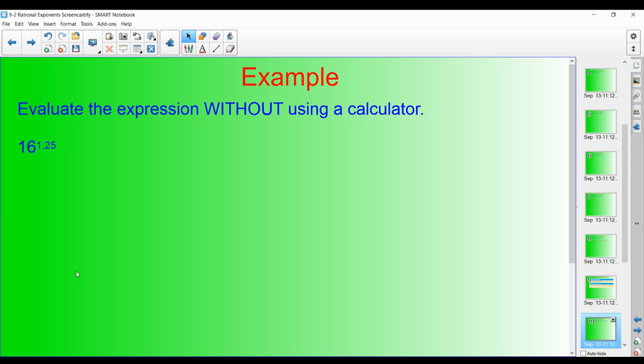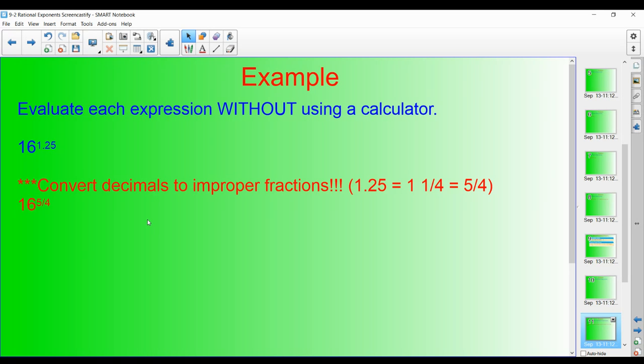Now, what happens if we have a decimal in the exponent? We haven't talked about any rules using decimals, so if I had a fraction, I'd be much happier. So 1.25, we convert the decimal to an improper fraction. 1.25 is 1 1/4. Mixed numbers terrify me, so I like improper fractions, and I have 16 to the 5/4 power. And we're going to follow similar rules where we take the 4th root of 16 and raise it to the 5th power. 4th root of 16 is 2. We're left with 2 to the 5th power, and that gets us 32.